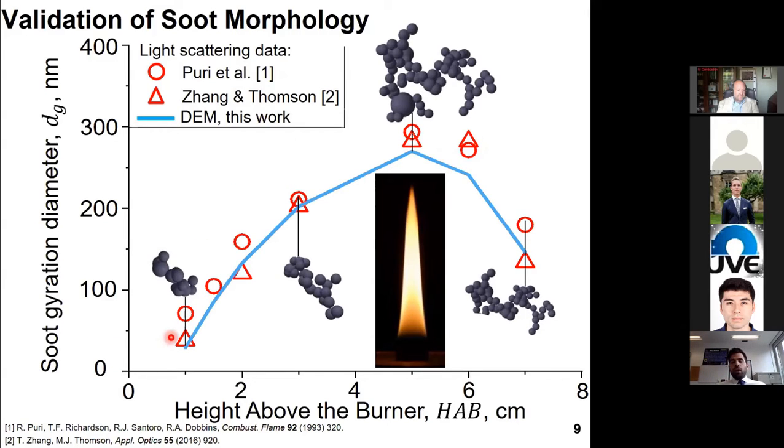You can see the small soot aggregates formed at small heights above the burner rapidly grow, mostly by agglomeration, but also surface growth, and they reach a maximum at about 5 centimeters height above the burner. Then oxidation takes over and decreases their diameter of gyration. So as you can see over here, the diameters of gyration that we obtained with our discrete element model are in excellent agreement with those obtained by two different light scattering datasets. So this validates the morphology of soot simulated by our discrete element model.